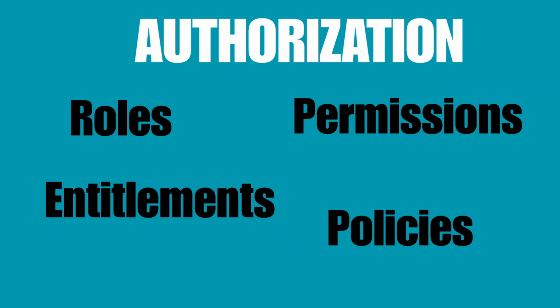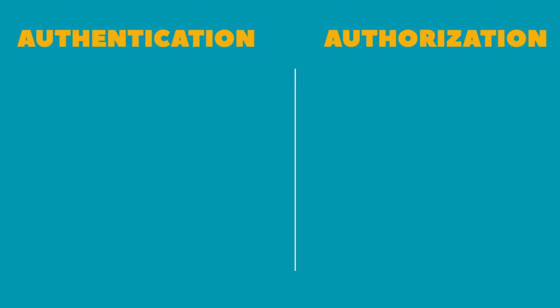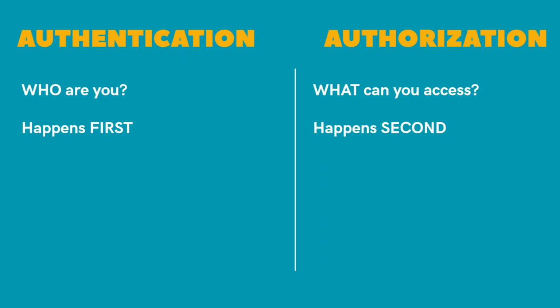All these sub-concepts like roles, entitlements, permissions, and policies will assist the process of authorization. Now let's see the difference between authentication and authorization side by side. Authentication proves who you are. Authorization proves what you can access. Authentication happens first, authorization happens second, once authentication is successful.